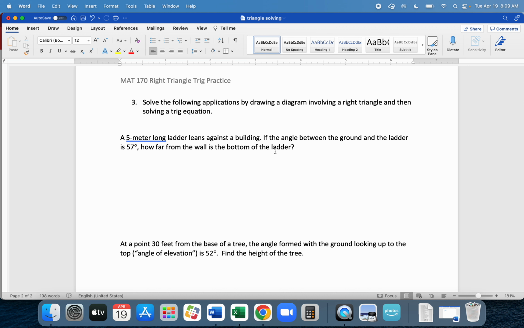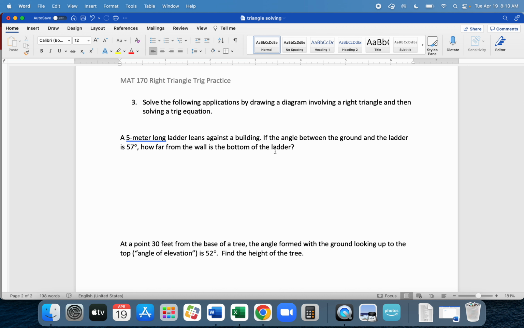to draw a diagram. And if I have a 5 meter long ladder leaning against a building, it doesn't say so, but we'll assume the building is standing upright. And I've got a ladder leaning against it. And the ladder's 5 meters long. I don't really care how tall the building is. I could wonder, where does the ladder hit the wall, but it doesn't matter.